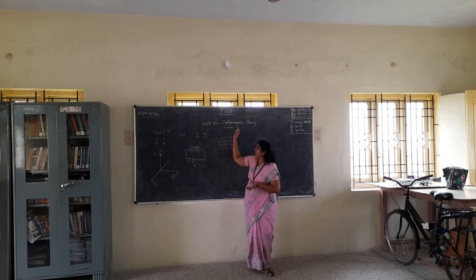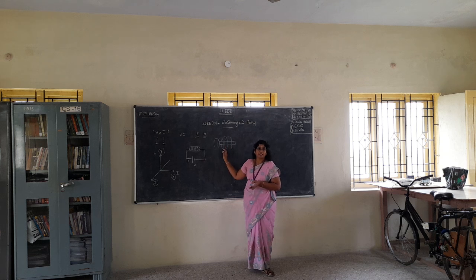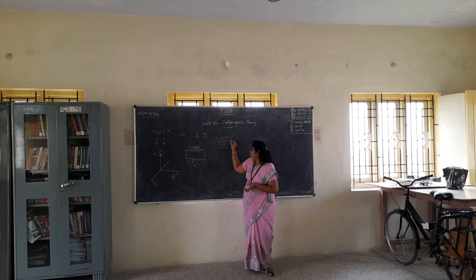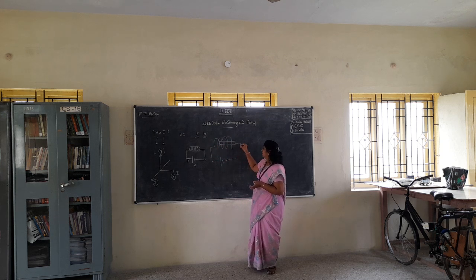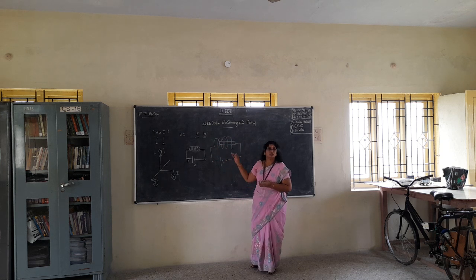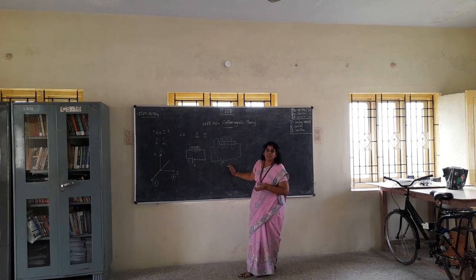So electromagnetic field, now we are going to combine these two properties. So I am going to use this magnet to energize the coil, and I am going to give a separate supply for the flow of current. It is called as electromagnetic field.